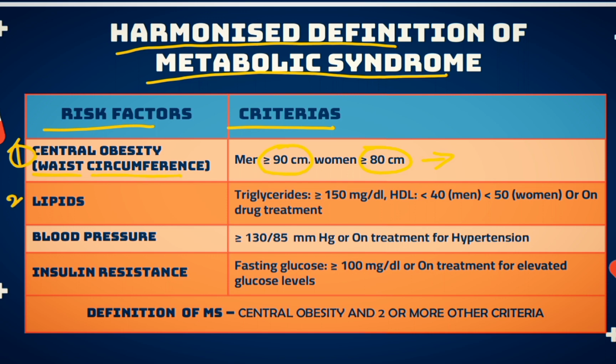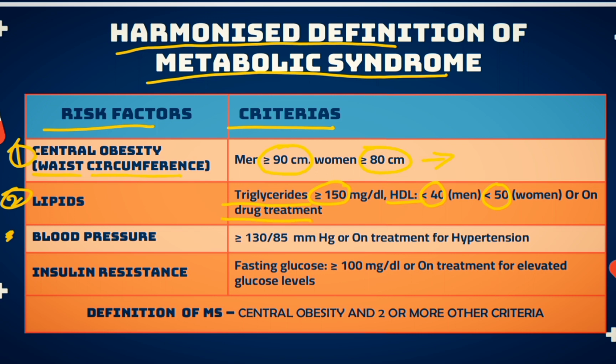The second risk factor and criteria was the lipids level. In this, triglyceride and HDL level were included, and as per this criteria, if triglyceride level is more than or equal to 150 milligram per deciliter, or if HDL level is less than 40 for men and less than 50 for women, then this risk factor also is positive for the metabolic syndrome. It is also positive if the person is taking any kind of treatment for the lipid abnormality.